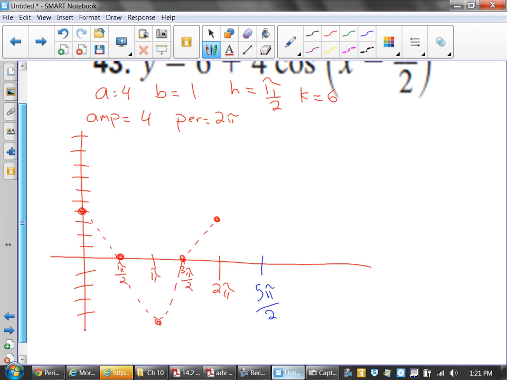And all of those points need to get moved up 6. So instead of being at 0, 4, I am now at pi over 2, 10. Instead of being here, I move over 1, and I go up 4. No, up 6, excuse me. And up 6 gives me 2. Over 6, and then over back to 10.